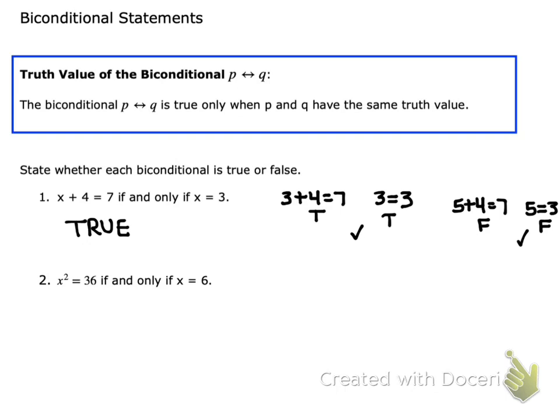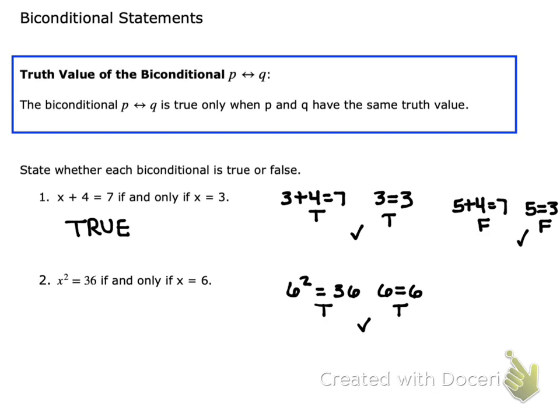With that theory in mind, you are almost looking for a contradiction to prove it false. So look at this next one with me. X squared equals 36 if and only if X equals 6. Okay, I can plug in 6. 6 squared equals 36. Is that true? Yes. 6 equals 6. Is that true? Yes. They both match.